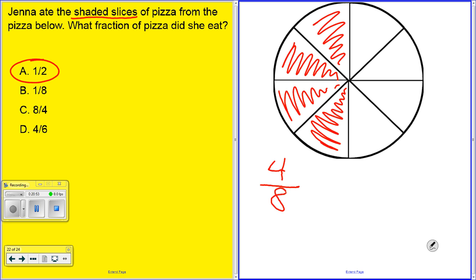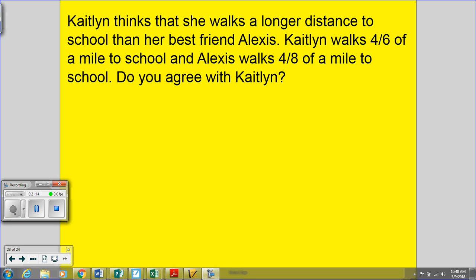You are going to see problems like this. You'll figure out the fraction, and none of those answer choices will be that fraction. Use your equivalent fractions knowledge. I guarantee you're going to have questions where you need to use equivalent fractions.